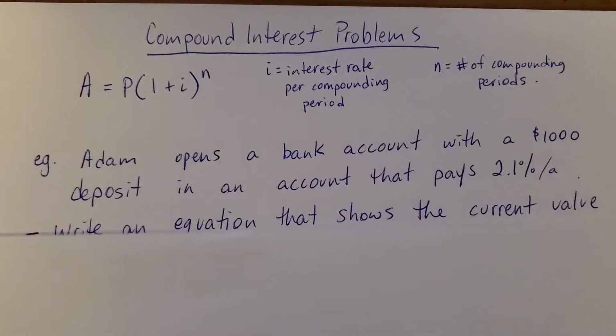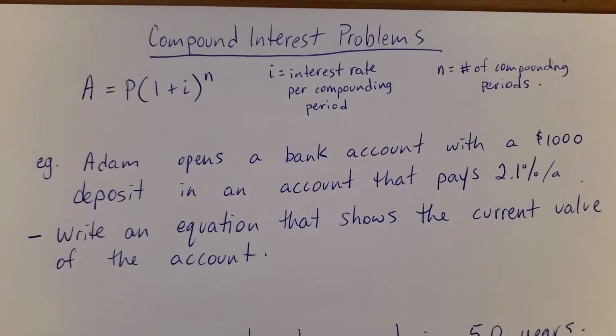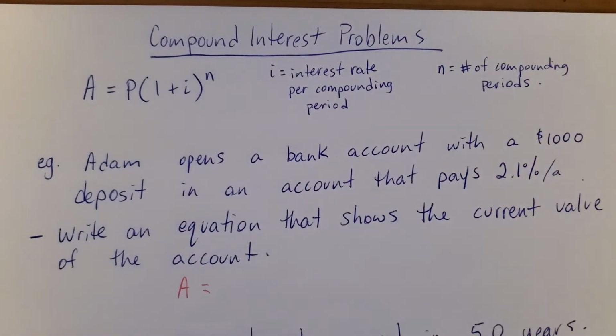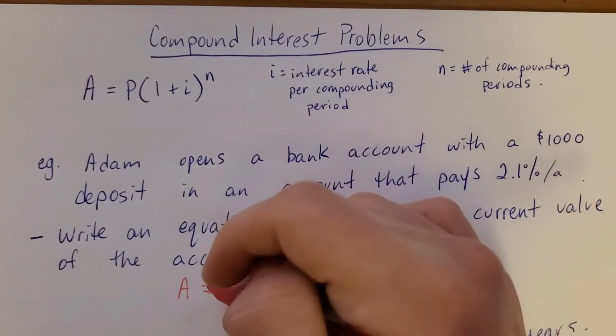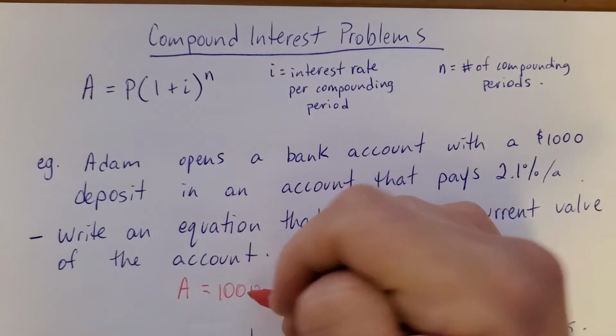All right, so here's our question. Adam opens a bank account with a $1,000 deposit. That's his principal. His account will pay 2.1% per year. We're going to write an equation that shows the current value of the account. So I'll just start by calling the current value A. So the principal was what he started with. That's going to be 1,000.